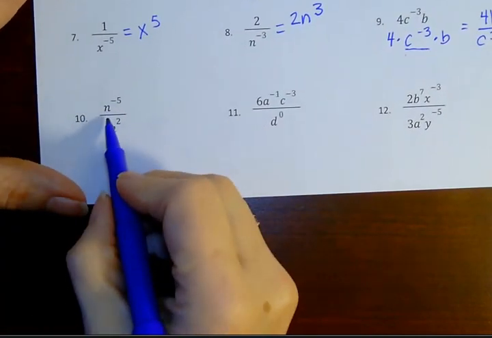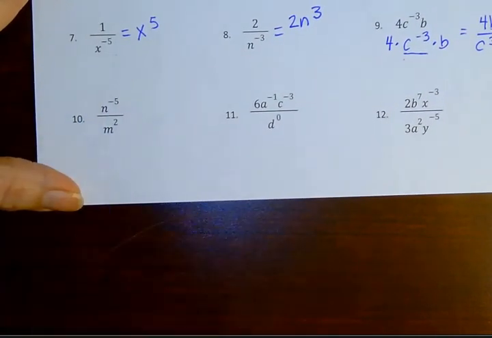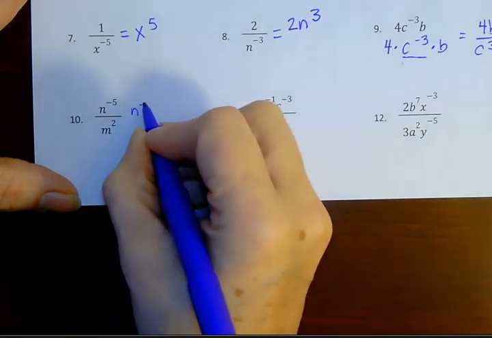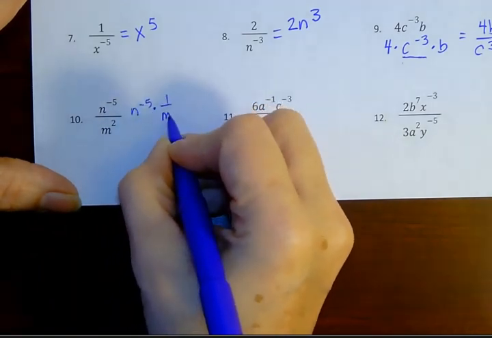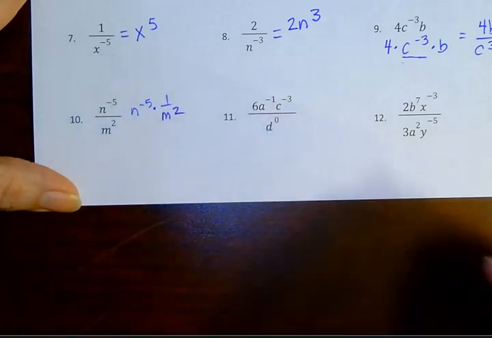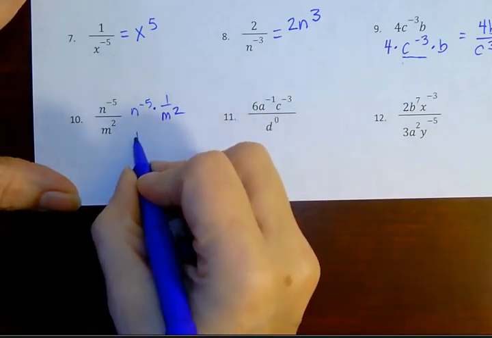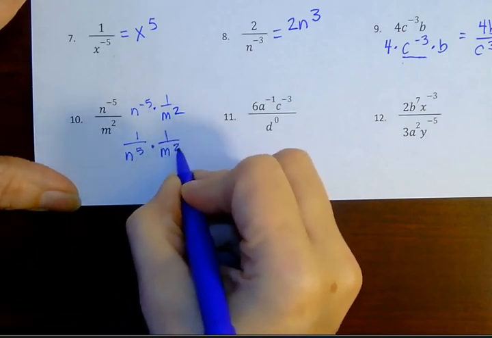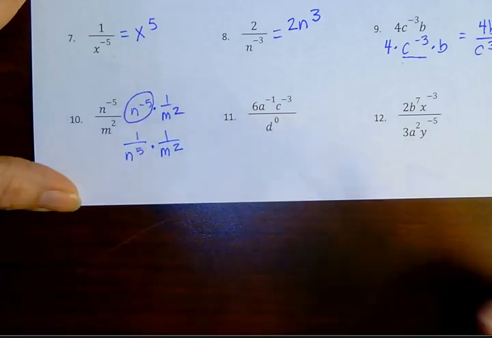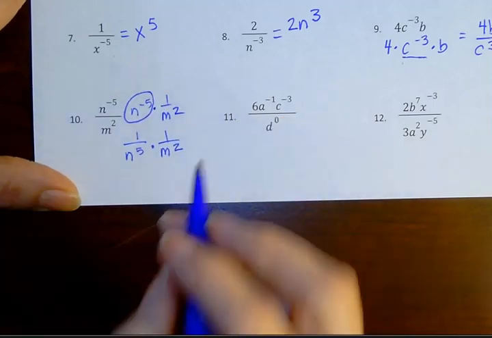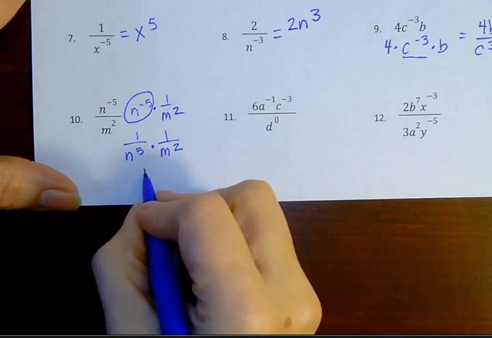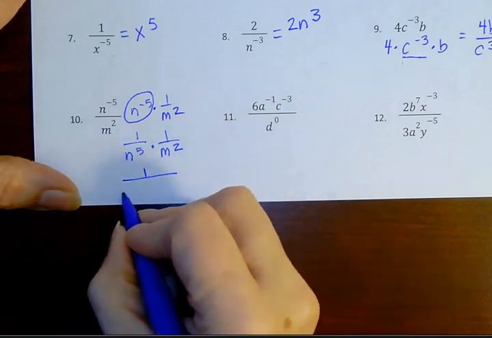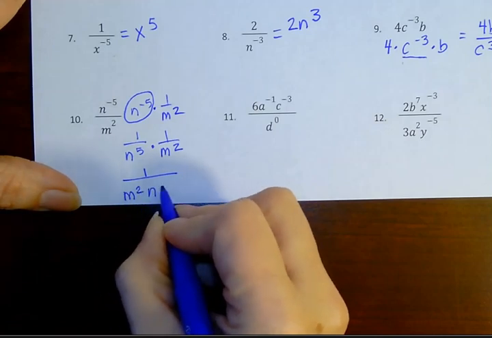All right, n to the -5 over m squared is really going to be n to the -5 times 1 over m squared, right? And so I want that to look like 1 over n to the 5th times 1 over m squared. The only thing that had a negative exponent was that n. And I can now simplify that. I know my numerator is 1 times 1, which is 1, and down in the denominator, I'm going to be alphabetical, so I can say m squared n to the 5th.